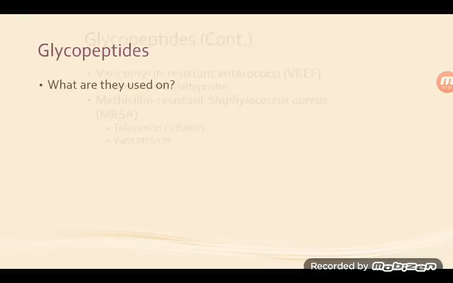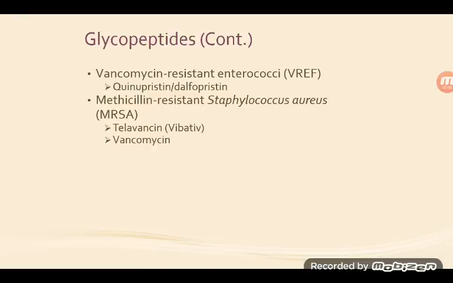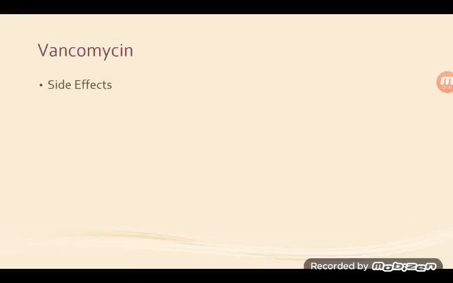Glycopeptides. What are they used on? So glycopeptides are things like vancomycin. Resistant enterococci will use glycopeptides, and MRSA, the methicillin-resistant Staphylococcus aureus, will use it also. So telavancin and vancomycin are in the glycopeptides.